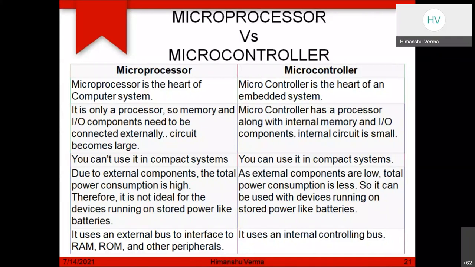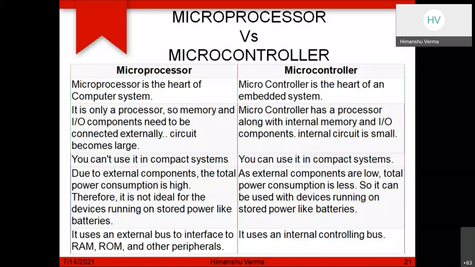Now let's come to the next point, which we already discussed: due to the external components, the total power consumption is very high. So a microprocessor is not an ideal processor for devices which run on stored power like batteries, or maybe a very small battery backup, right? For example, if we need to change a battery after a few hours, it will not be a good choice.